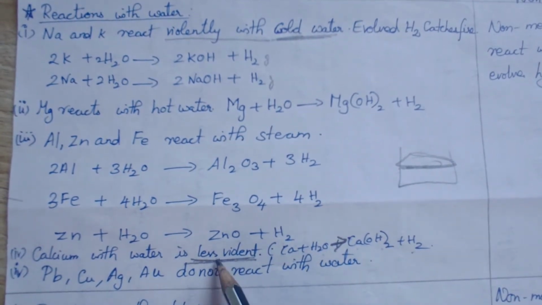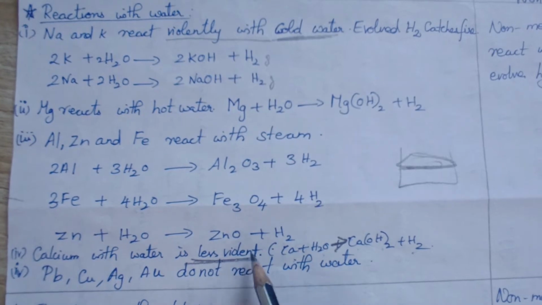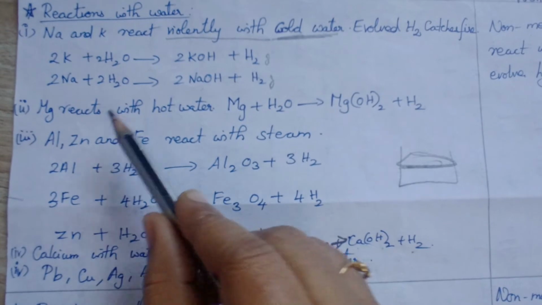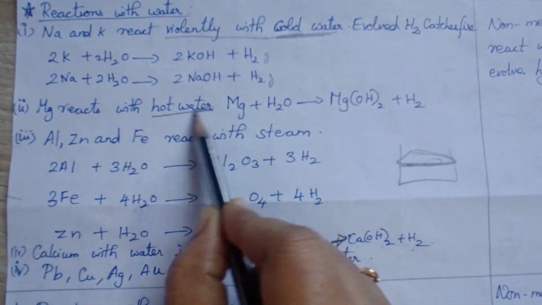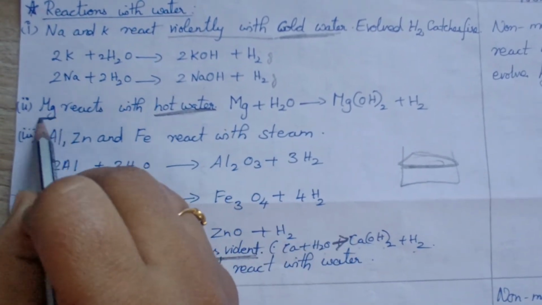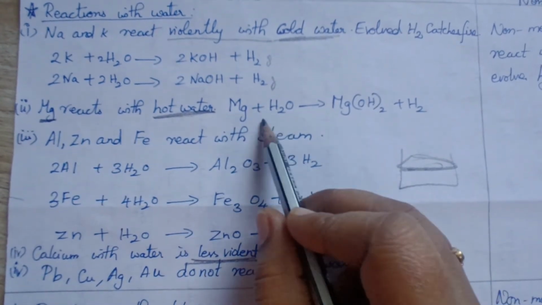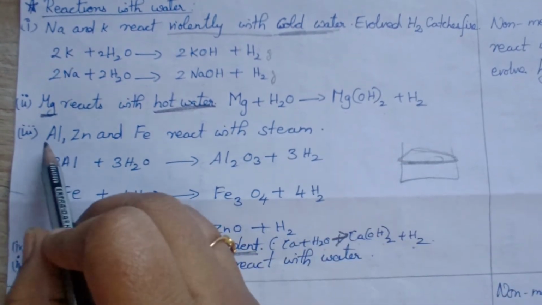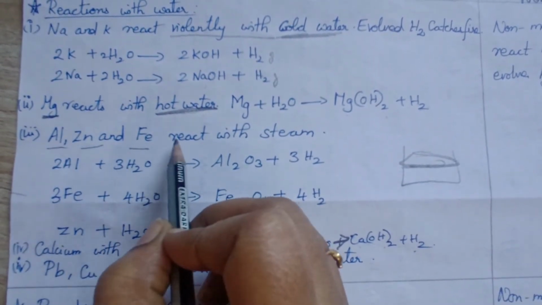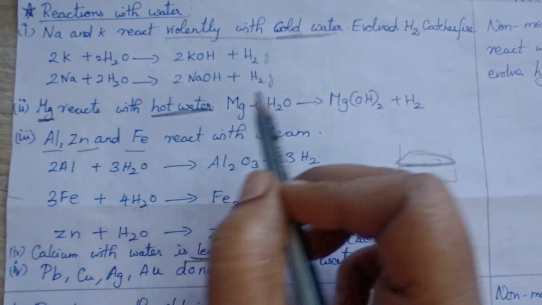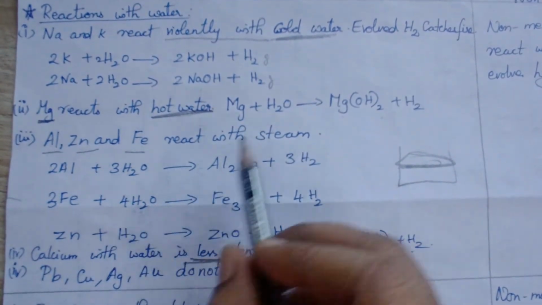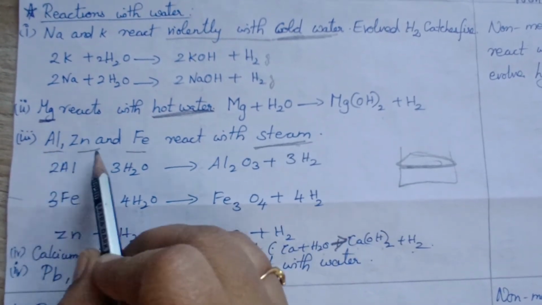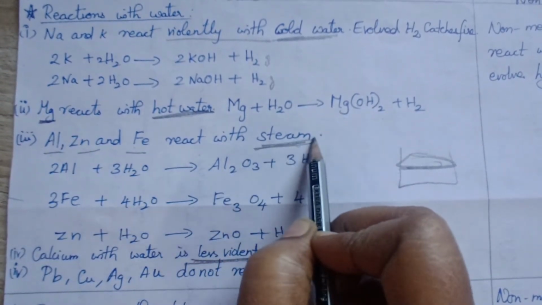So calcium reacts less violently with cold water, but magnesium does not react with cold water. It reacts only with hot water. Magnesium plus water gives magnesium hydroxide plus hydrogen gas. And aluminum, zinc and iron do not react with either hot water or cold water. They react only with steam.